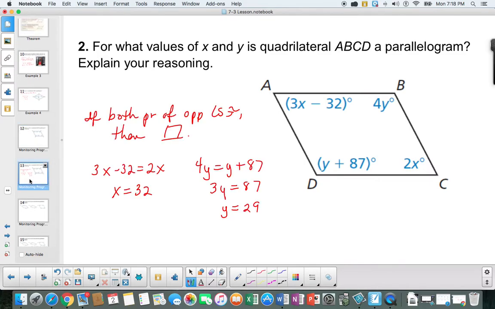Here's the answer. You want to use the theorem if both pairs of opposite angles are congruent, then it's a parallelogram. So you want to force these two angles to be congruent to each other and these two angles to be congruent to each other. And that'll be 32 and 29.